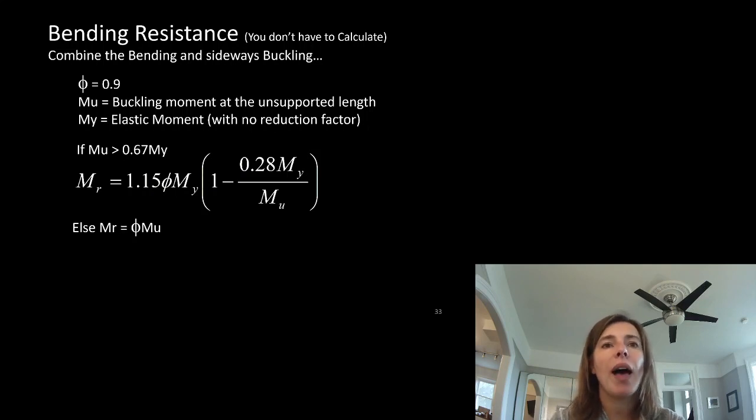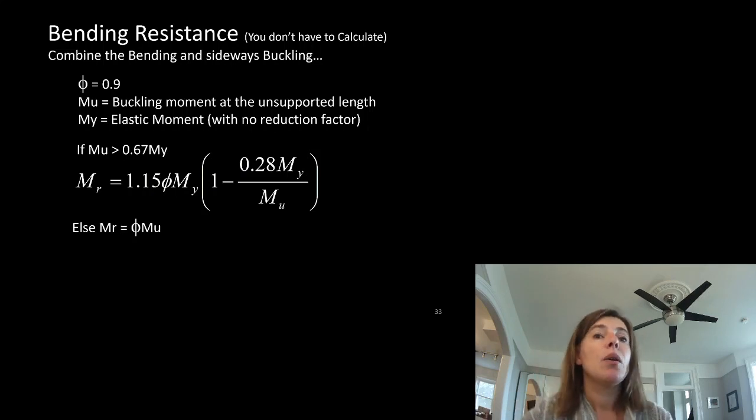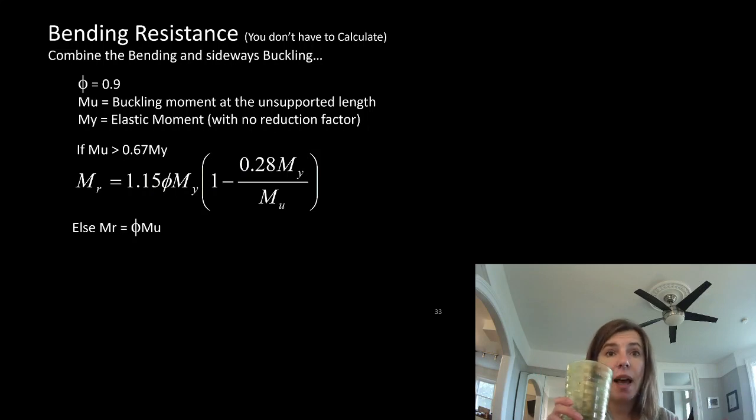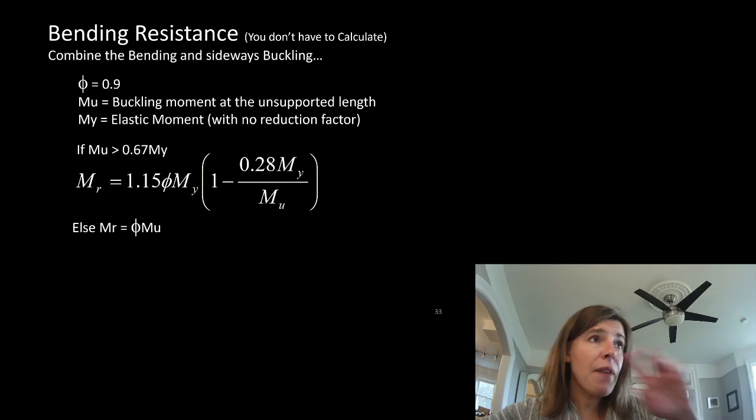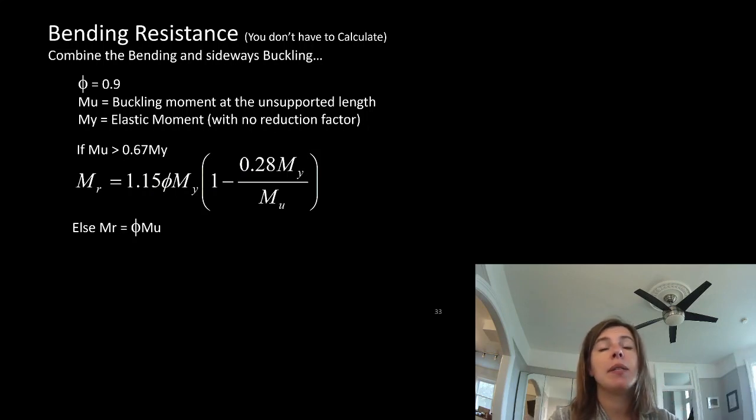We tend to call that lateral torsional buckling. And like our columns, when the beam is short, it doesn't really have much of an impact on it. When it's long, it starts to have more of an impact. A reduction factor for bending is 0.9, the same as it was for compression and tension.